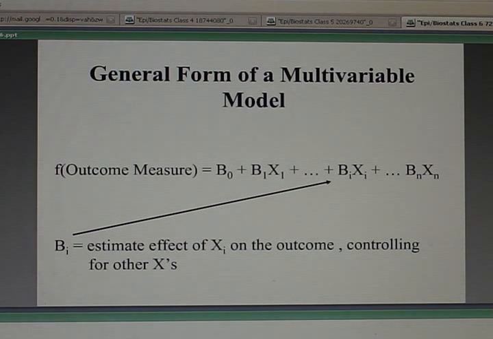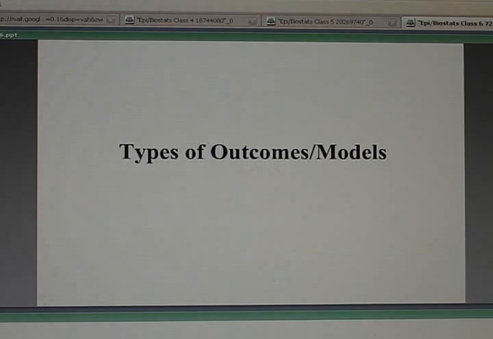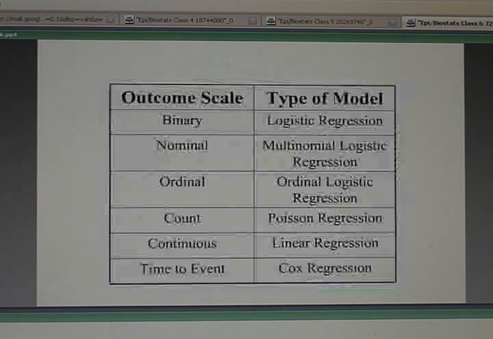The type of outcome you're measuring also determines how the model is fit to the data set, what type of fitting algorithm you use, how the model determines what the values are for these coefficients, B0, B1. They come from some fitting algorithm. We'll talk a little bit about that. So, for example, we talked about in the very first class different types of outcomes. Now we're going to talk about different types of models.